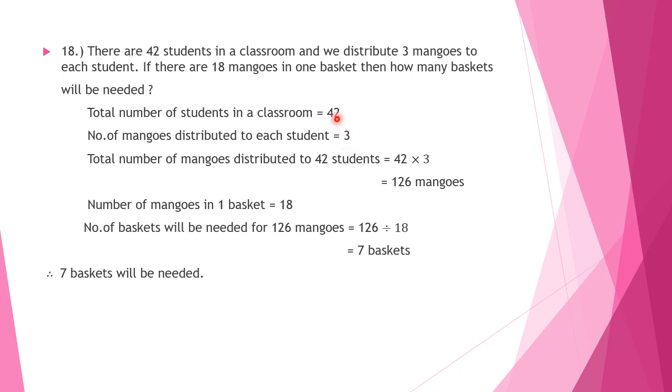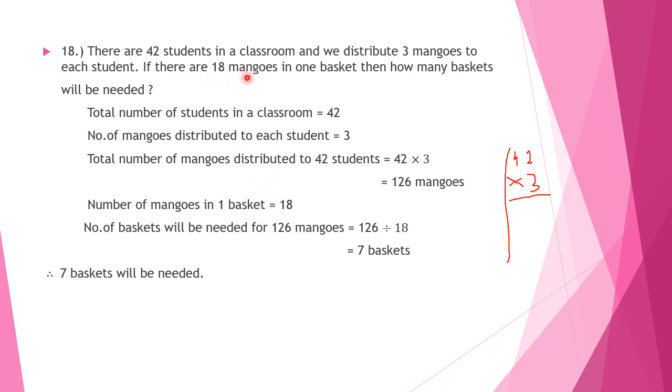So 42 children, how many mangoes did they get? 42 multiplied by 3. Is it clear? The total number of mangoes distributed to 42 students is equal to 42 multiplied by 3. 3 twos are 6, 3 fours are 12. So 126 mangoes. Those who don't know multiplication like this, you can multiply like this: 42 multiplied by 3. It's clear?